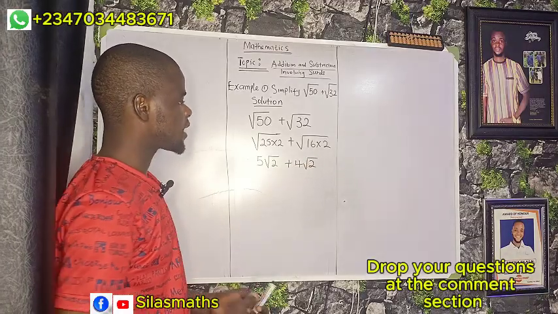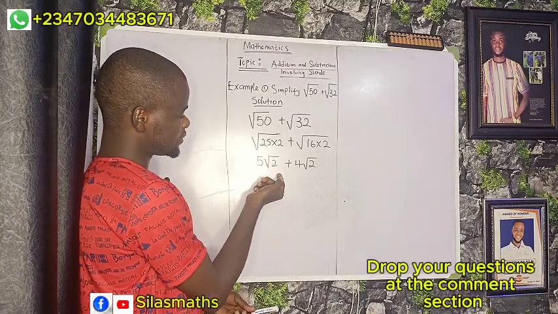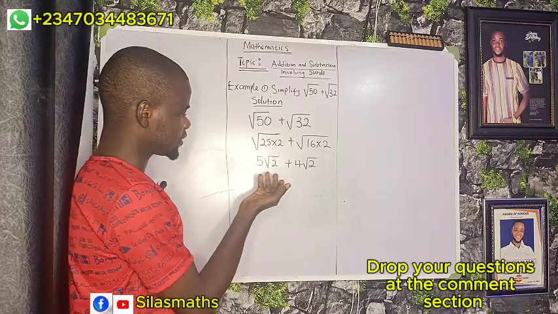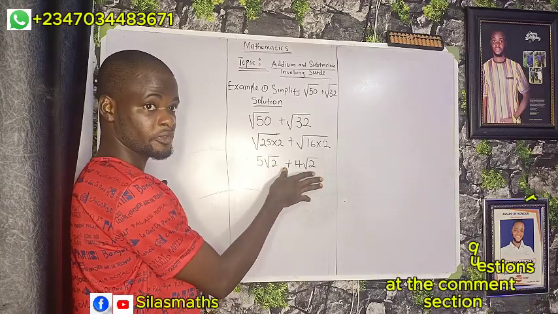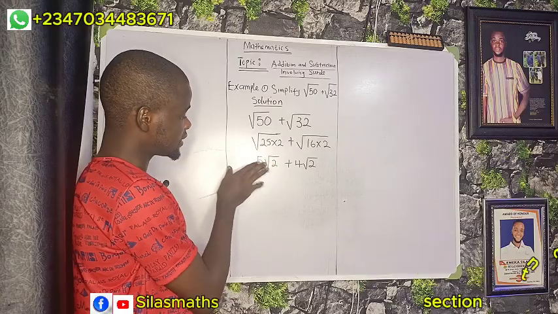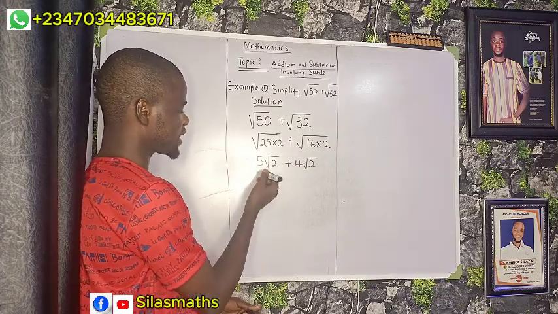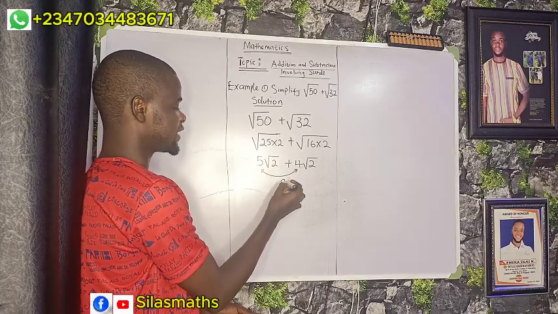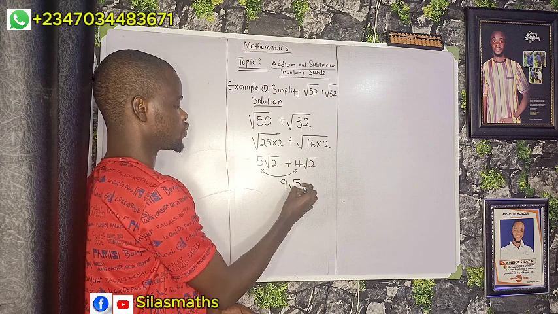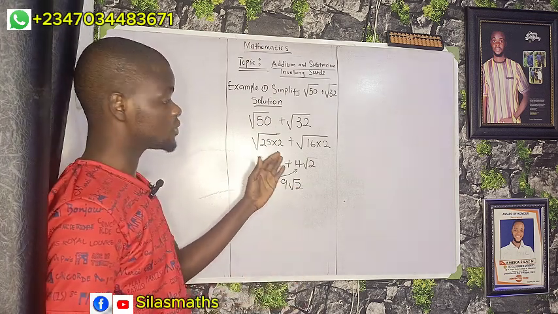So at this point, I have similar surds, so I can add them. This is 5 root 2 plus 4 root 2. To add them, we just add their coefficients. So 5 plus 4 gives me 9, then I keep my root 2.